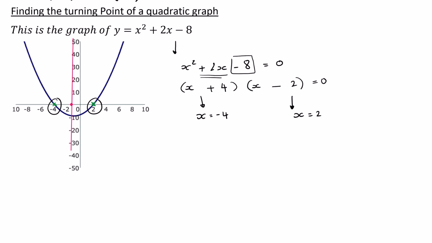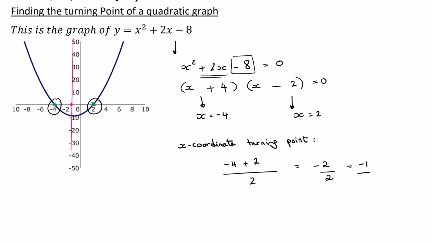So the x coordinate of the turning point is the midpoint. So it's negative 4 plus 2 all divided by 2. So negative 4 plus 2 is negative 2, divided by 2 is negative 1. And this looks about right, that this is negative 1.